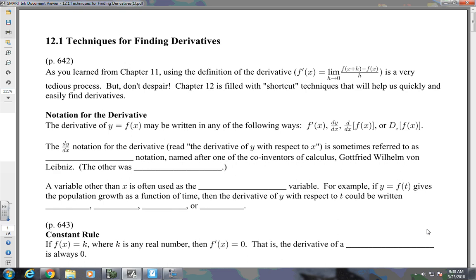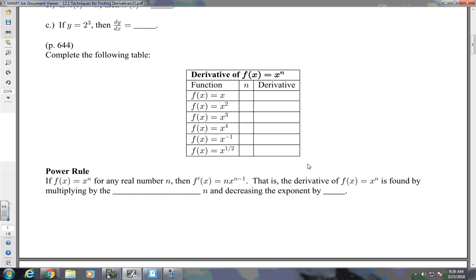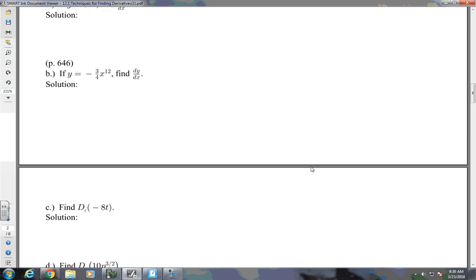In this video, I'm going to be working through example 5 and also example 7 and 8. So let's begin in section 12.1 with example 5.